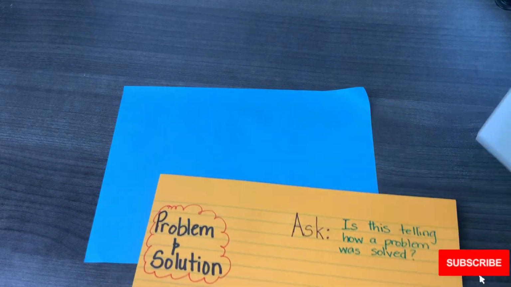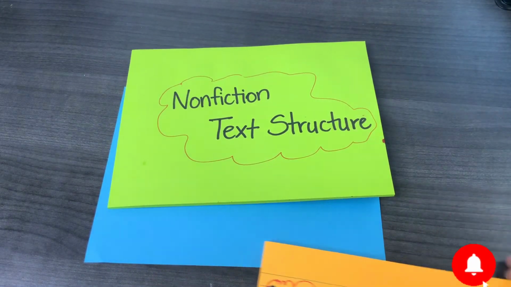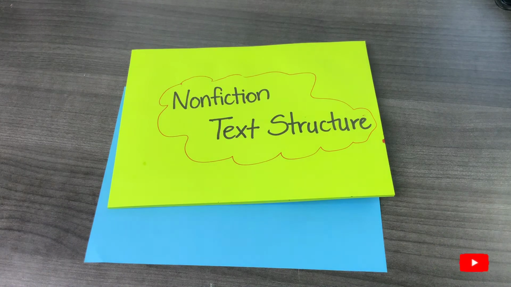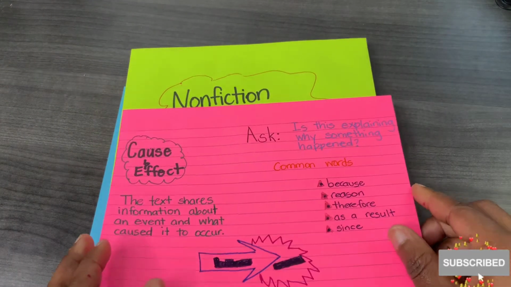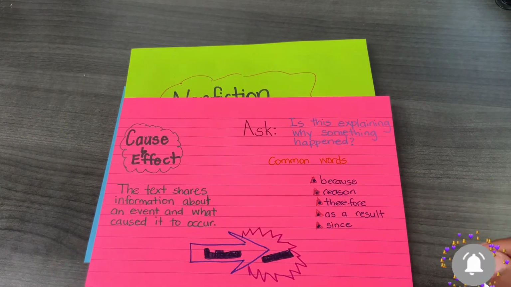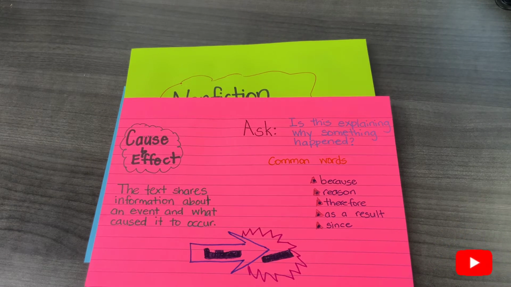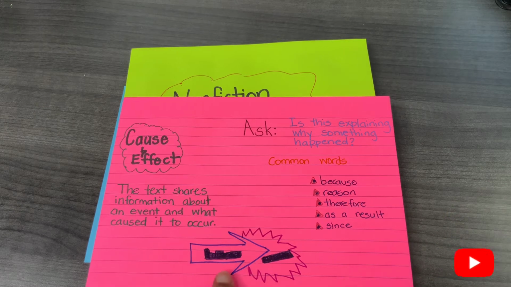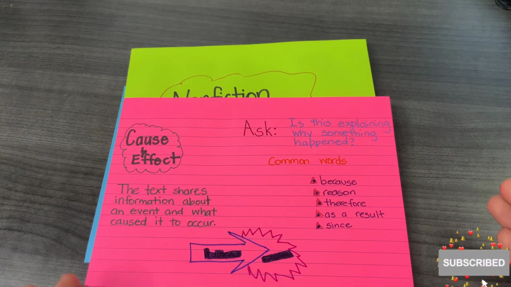Now, what's another text structure? Keep in mind, guys, we are learning about text structure. Another text structure would be none other than Mr. Cause and Effect. Now, cause and effect shares information about an event and what caused it to occur. So in this case, you know that even though it was raining, if you left your umbrella, an effect of leaving your umbrella would be you're going to get wet in the rain, right?